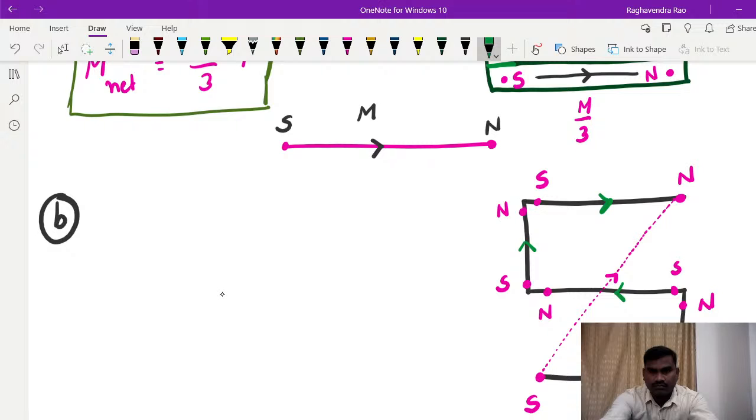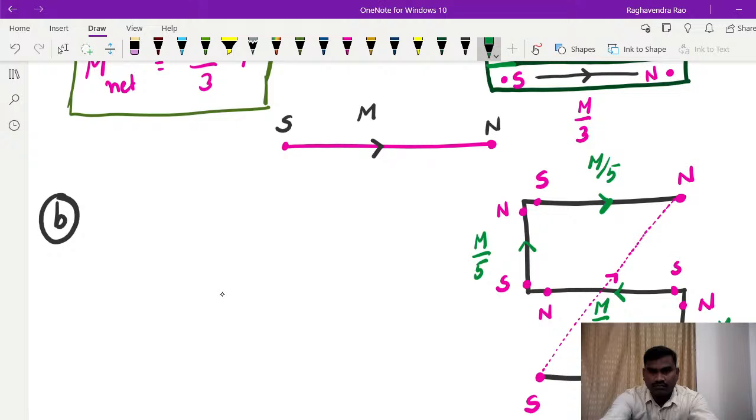So the magnet of magnetic moment M is bent in the form of 5 parts: 1, 2, 3, 4, 5. That means this part has M by 5, this part M by 5, this part M by 5, this part M by 5, and this part M by 5.